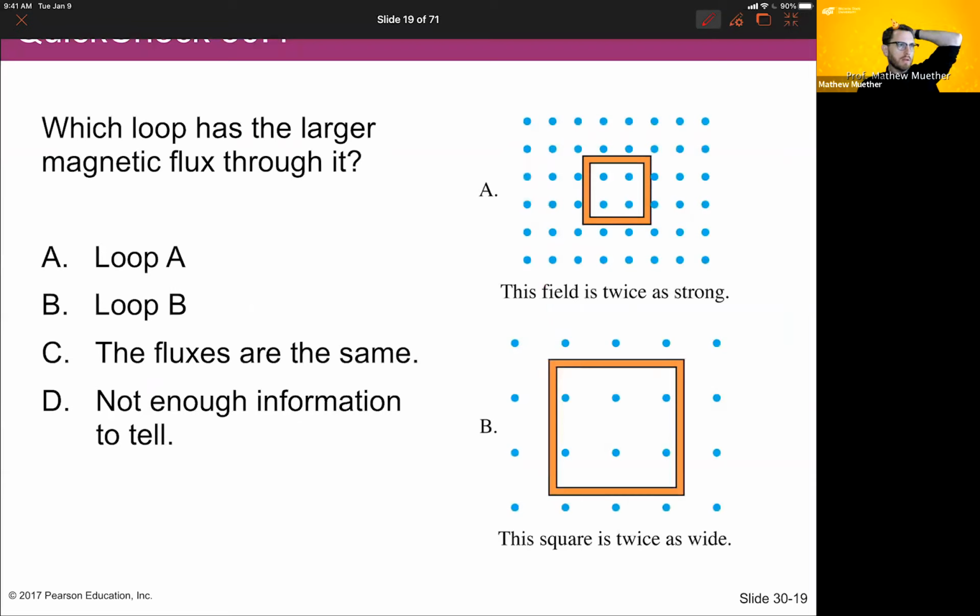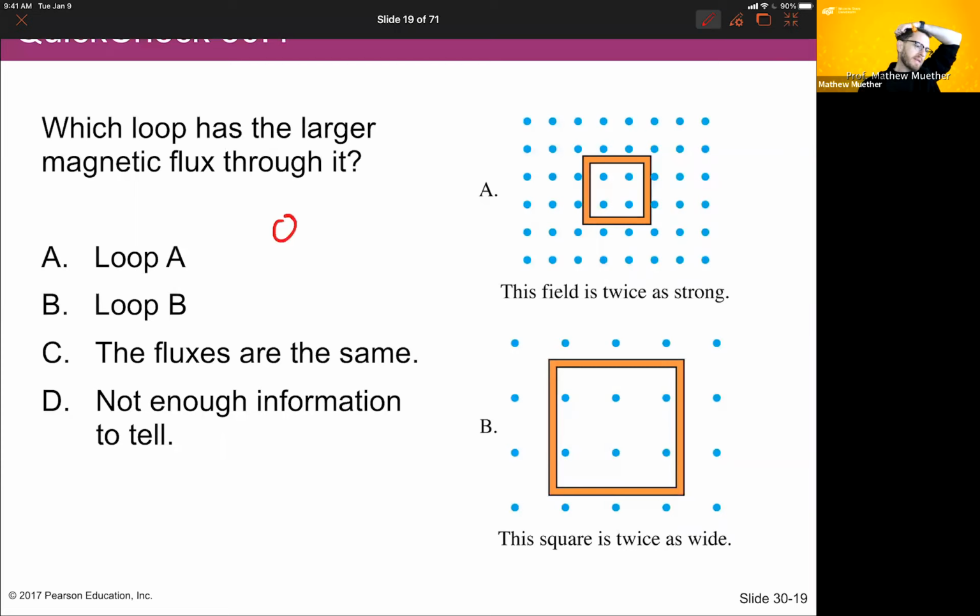So now let's think about the flux. Okay, so we understand this idea about moving conductors creating electric potential. But now we also have this idea that if I have changing flux through some loop, it generates an induced current.